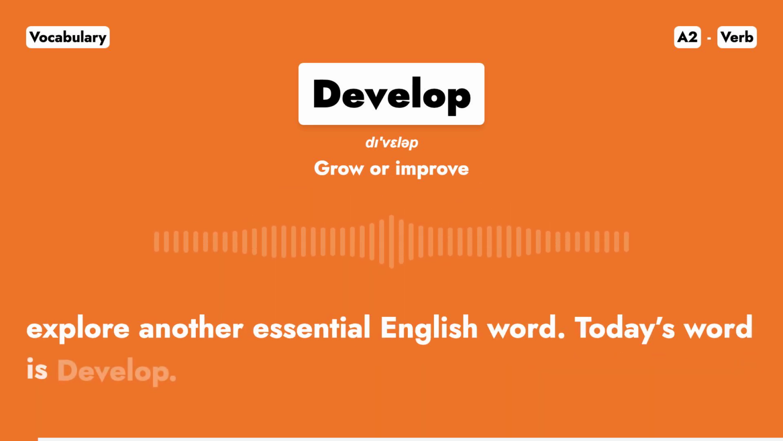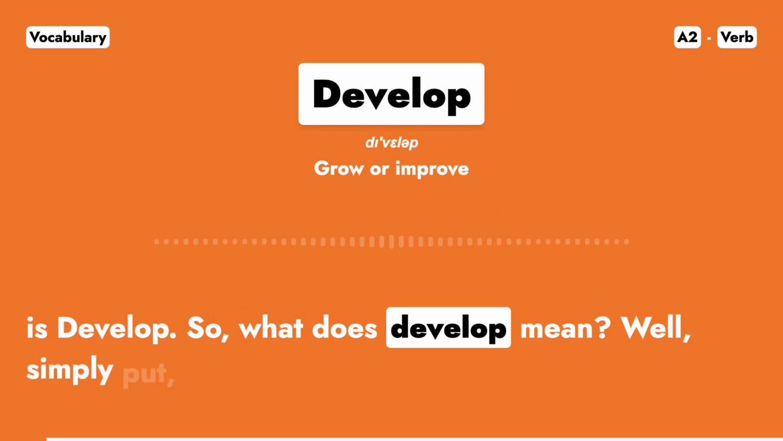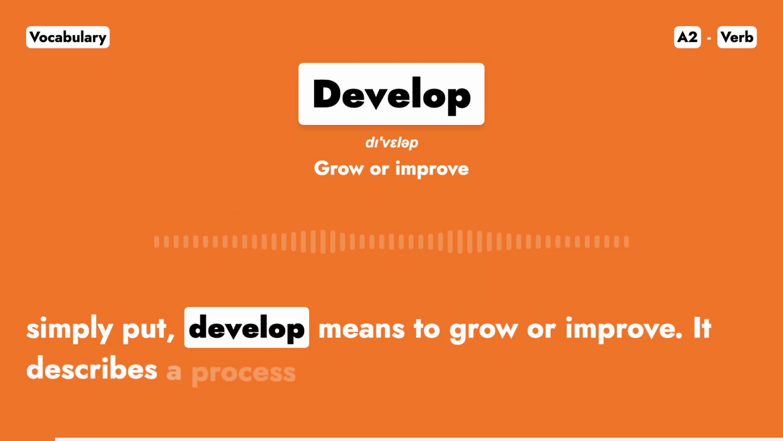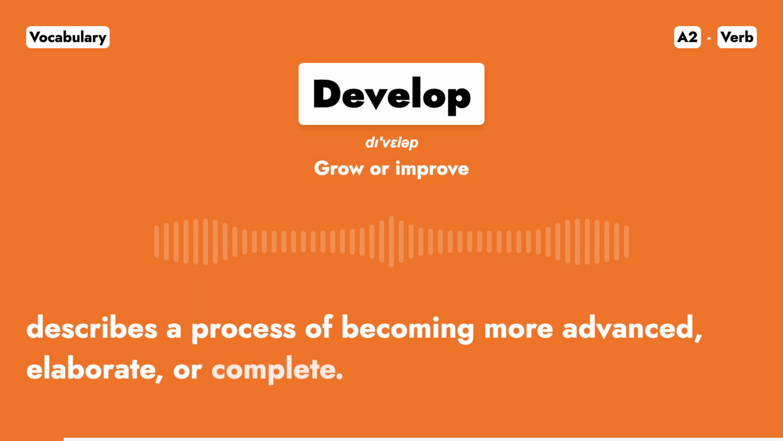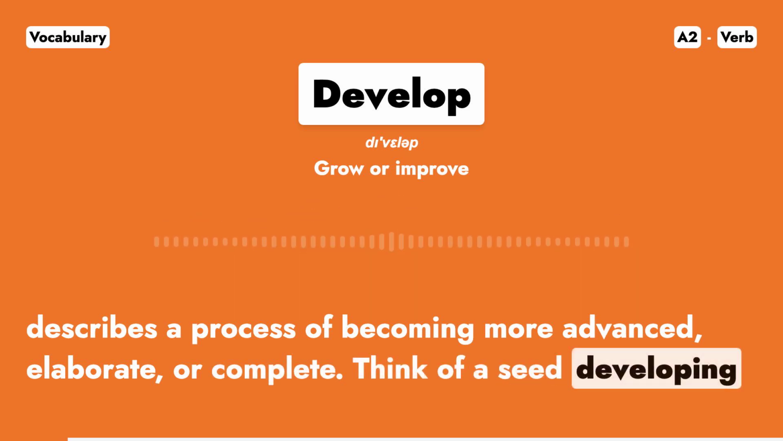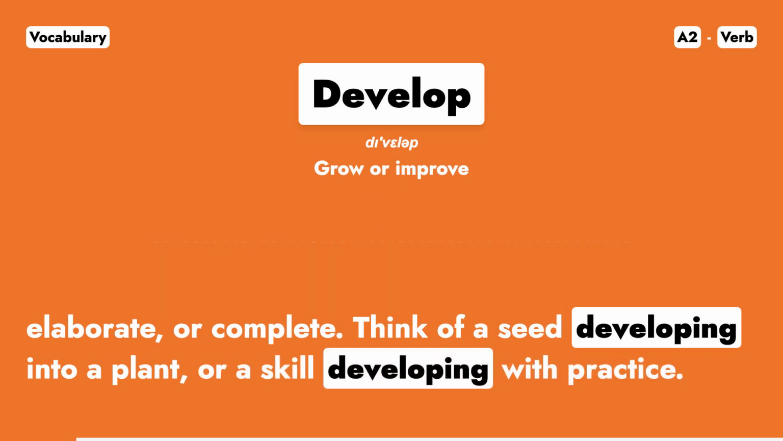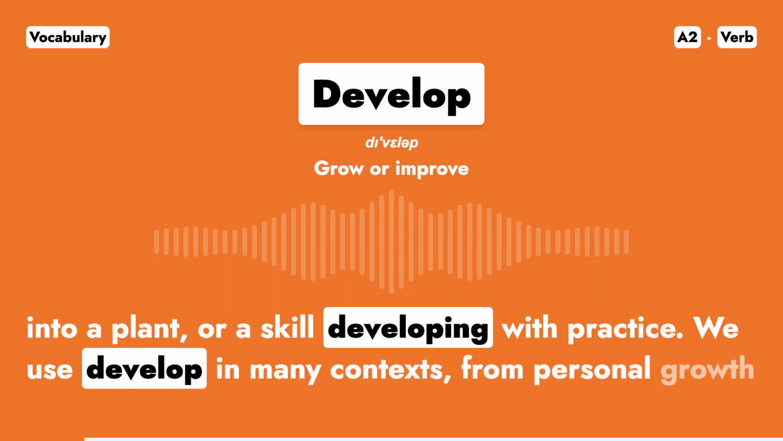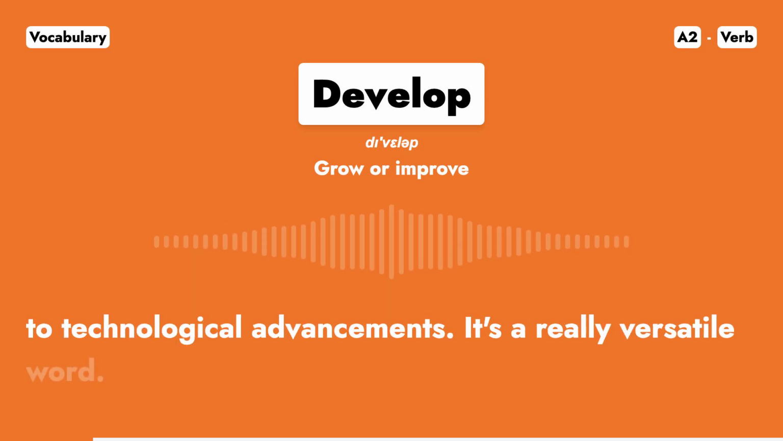Today's word is develop. So, what does develop mean? Well, simply put, develop means to grow or improve. It describes a process of becoming more advanced, elaborate, or complete. Think of a seed developing into a plant, or a skill developing with practice. We use develop in many contexts, from personal growth to technological advancements. It's a really versatile word.